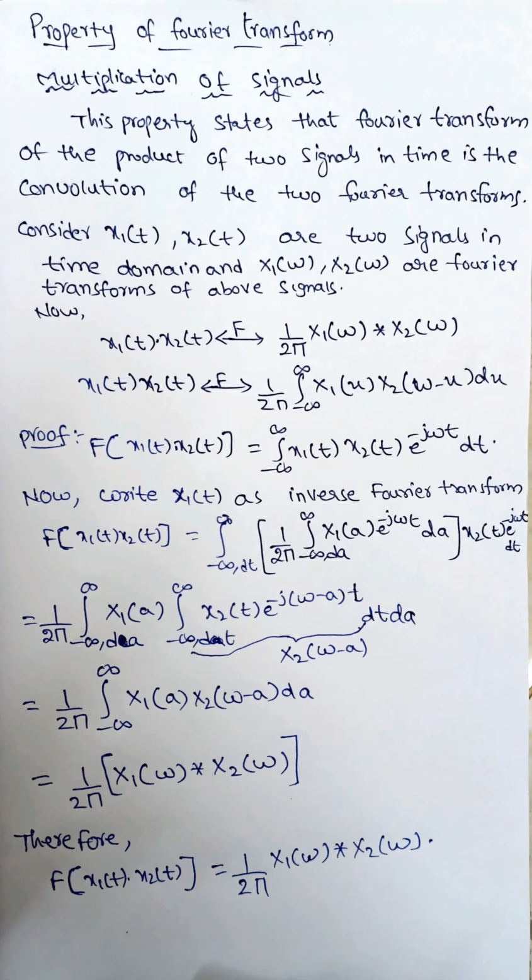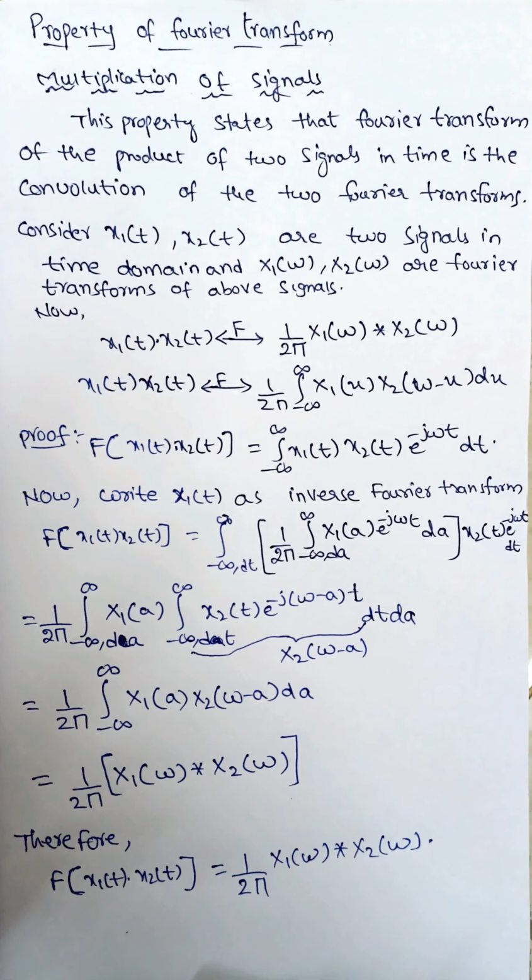Property of Fourier transform, multiplication of signals. This property states that the Fourier transform of the product of two signals in time domain is a convolution of their two Fourier transforms. Let us consider two signals x1 of t, x2 of t, and their Fourier transforms are capital X1 of omega and capital X2 of omega.